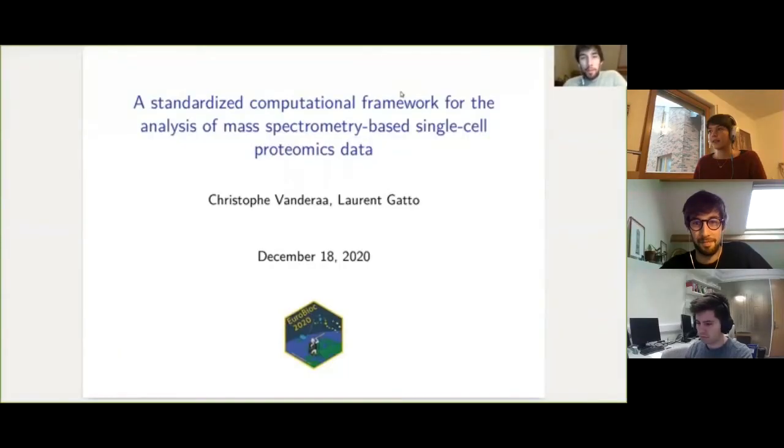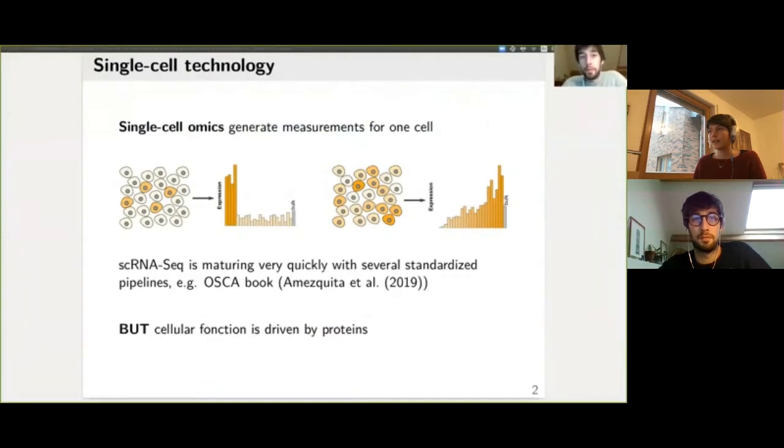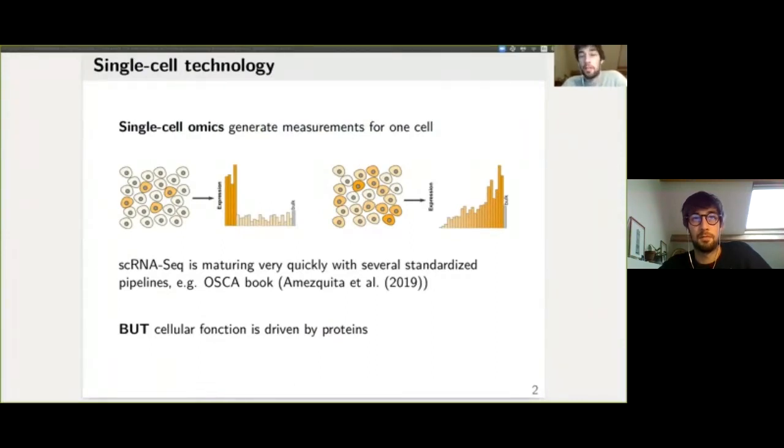Hello everyone, thank you for attending my presentation and thanks to the organization for giving me the opportunity to present my work today. So I want to talk about a standardized computational framework for the analysis of mass spectrometry-based single-cell proteomics data. As you may already know, single-cell omics are a set of techniques that generate measurements for one cell. This allows you to model in more detail confounding effects, such as the presence of different cell types, as illustrated here on the left, or the presence of continuous effects, as often observed in developmental processes.